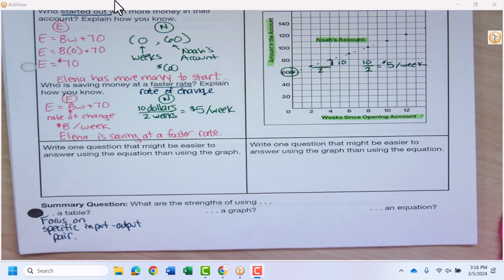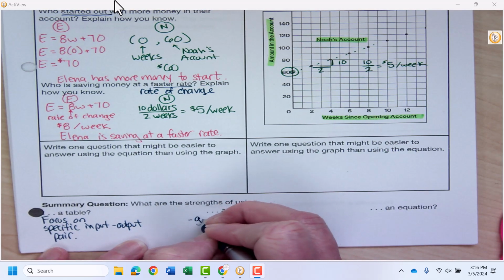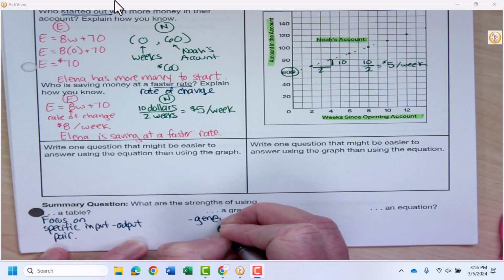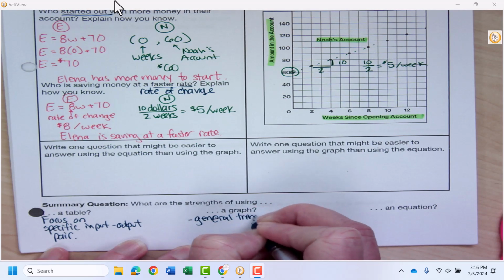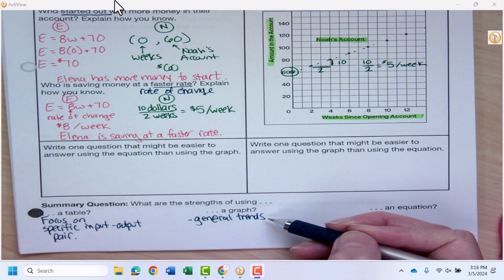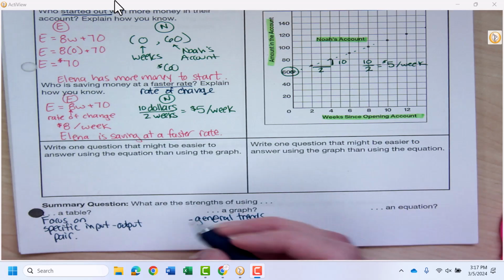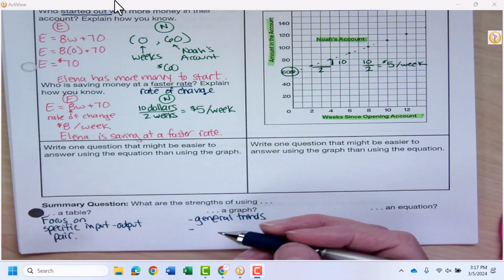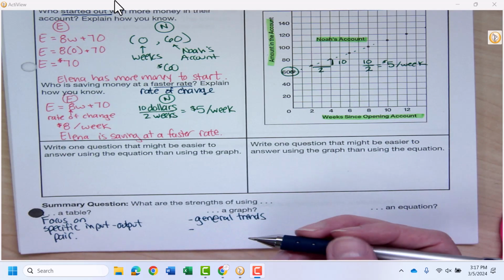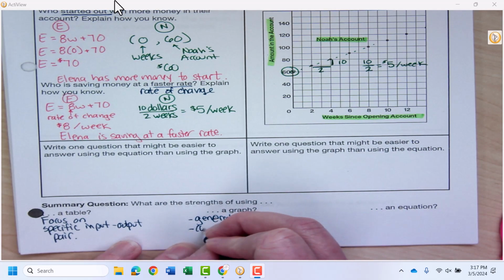A graph is good for general trends. Like, where is something increasing? Where is something decreasing? Where is there no change? And if we have 2 functions graphed on the same graph, it's really helpful for comparing 2 functions, 2 or more.